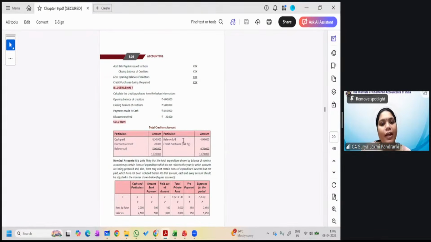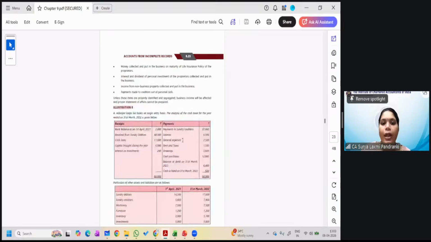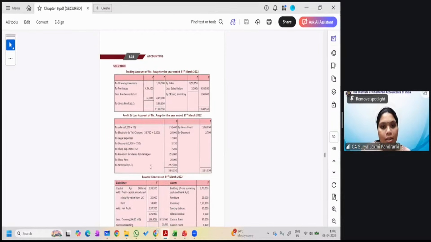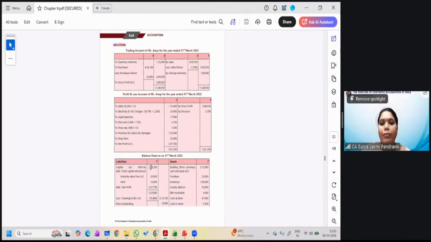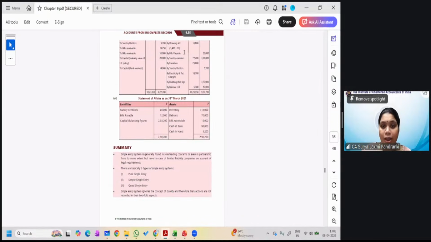Then using the creditors account, payables account, and debtors account, how to derive the balances. And this question also we have done. And the last question was a little important because it had so many adjustments involved in it. That's all about incomplete records.